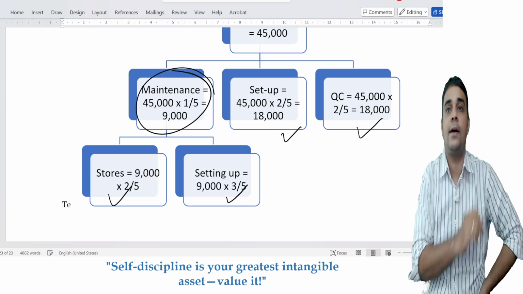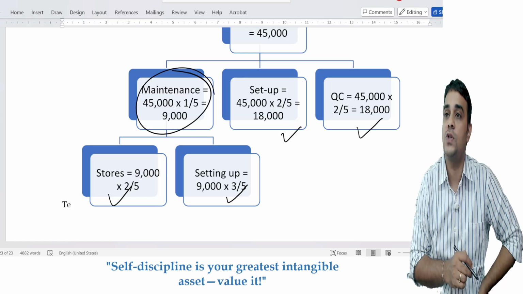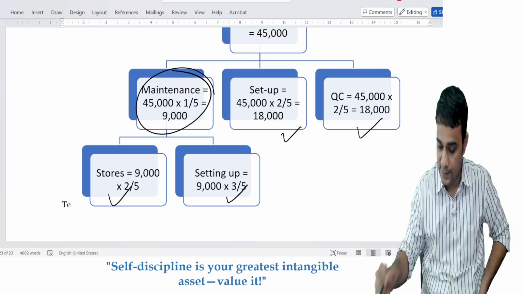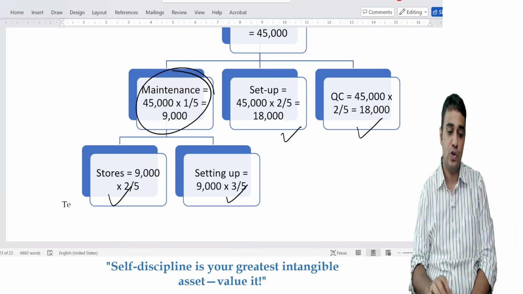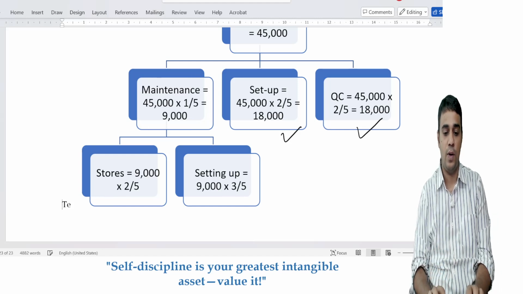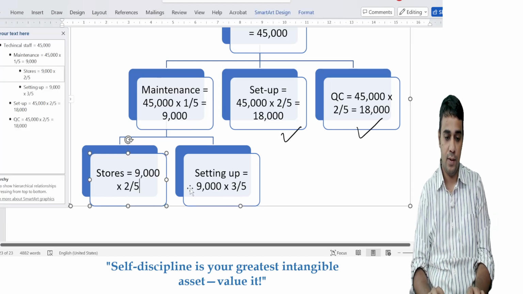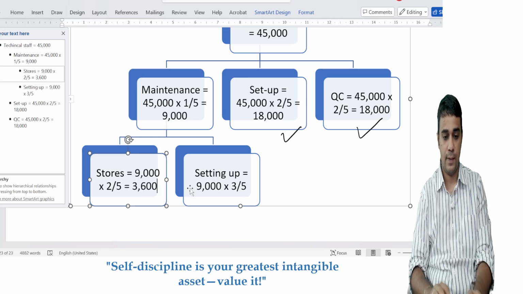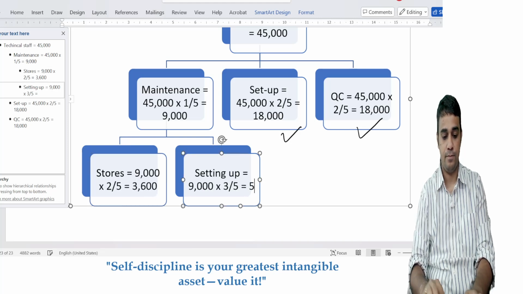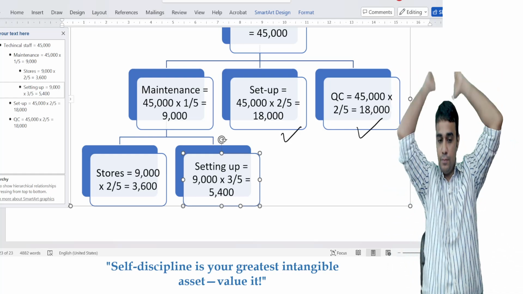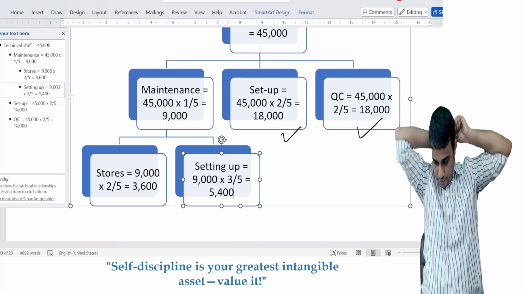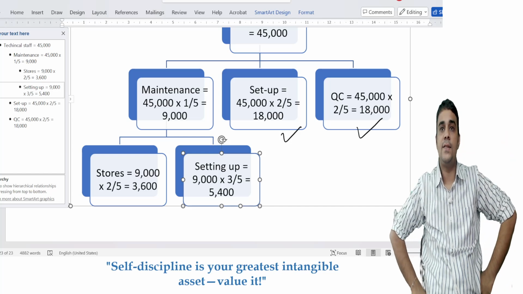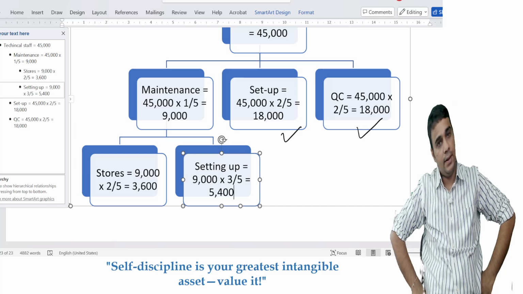I do not have this activity. Maintenance you bifurcate between stores and setting up in the ratio of 2 is to 3. Please write this part separately. With this, my major discussion is over. You first write this. Maintenance, setting up, quality control. Maintenance further broken down.